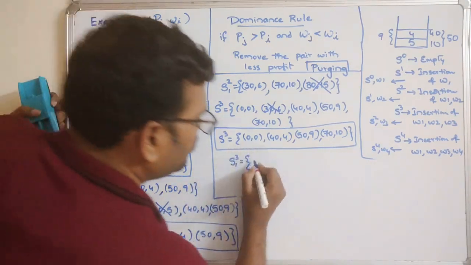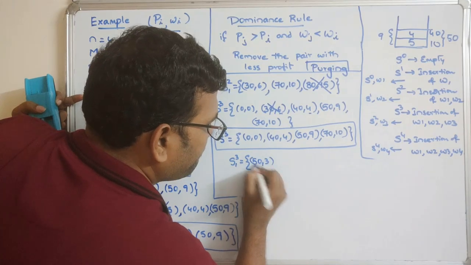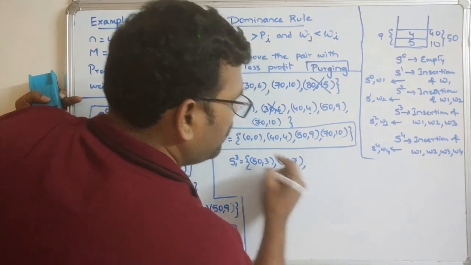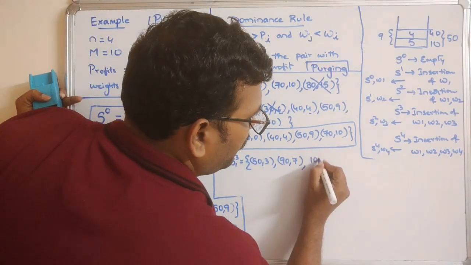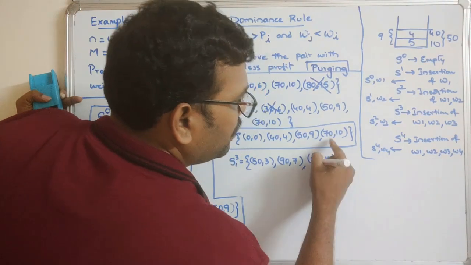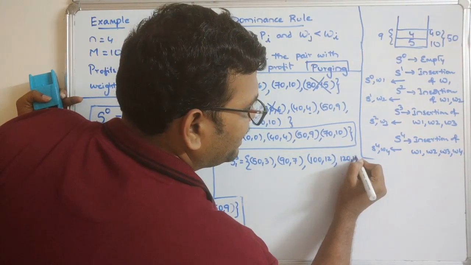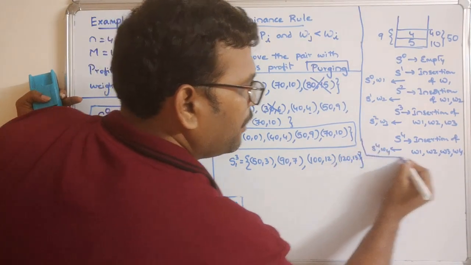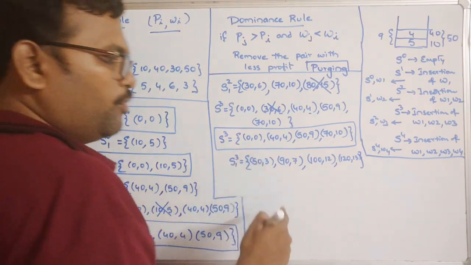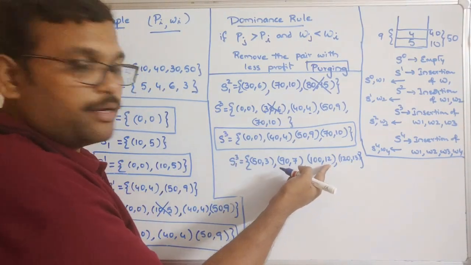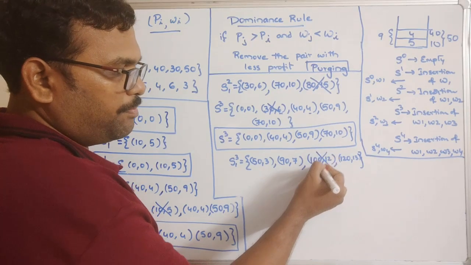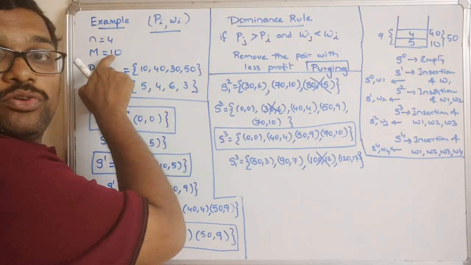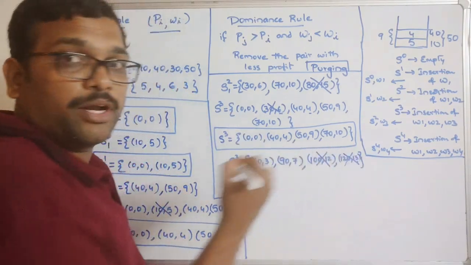So 50, 3. Adding gives 90, 7, then 100, 12, then 120, 13. Now you can observe this is beyond the weight 12, so we can't process this one. And this is also beyond the weight, because 13 and the maximum capacity is only 10. So you can avoid this one.